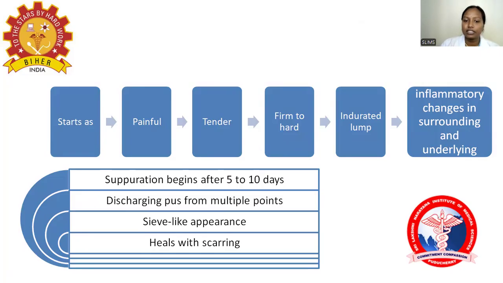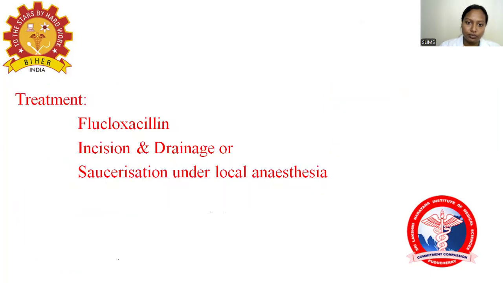The suppuration, that is pus collection, begins after 5 to 10 days and multiple pus points will be seen because multiple follicular units are affected. So multiple pus pointing will be seen, which gives an appearance like a sieve. And since it is a deep lesion, it usually heals with scarring and pigmentation. Treatment, most of it is the same: flucloxacillin, incision and drainage.